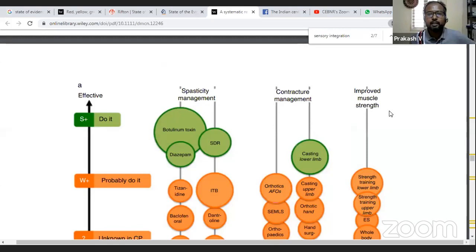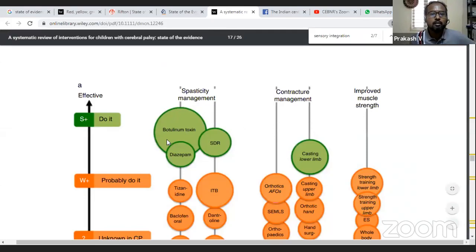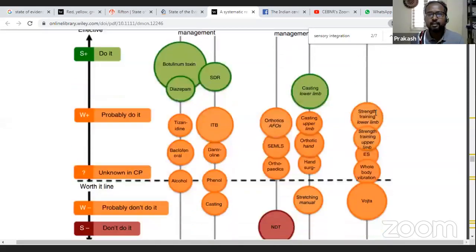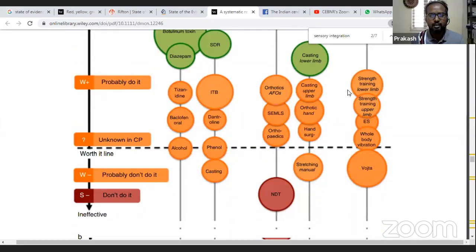Now, this particular graph suggests for impairment, that is spasticity, contracture, and muscle strength. So if you look at what is the better treatment, do we have a good treatment for managing spasticity? It is saying current evidence is for Botox, diazepam, and SDR, that is selective dorsal rhizotomy. And for contracture management, to some extent lower limb casting seems to provide a relatively better strategy. For muscle strength, we do not really have a clear-cut one.